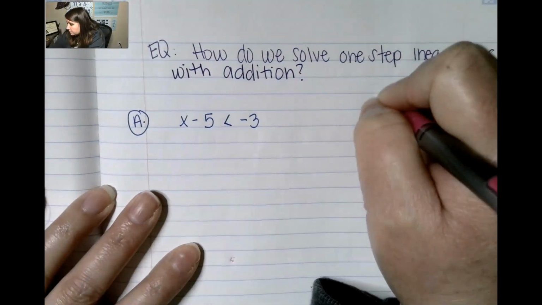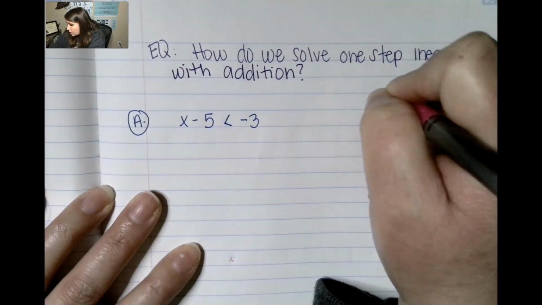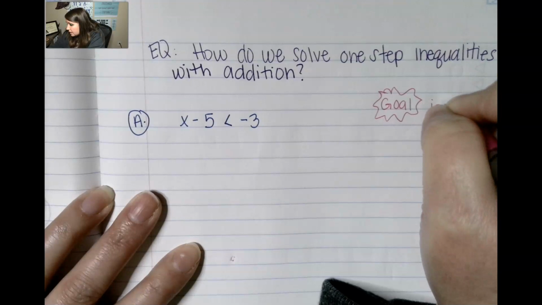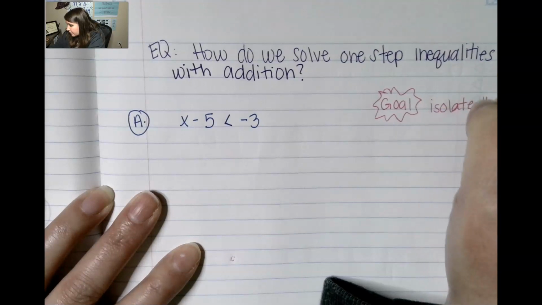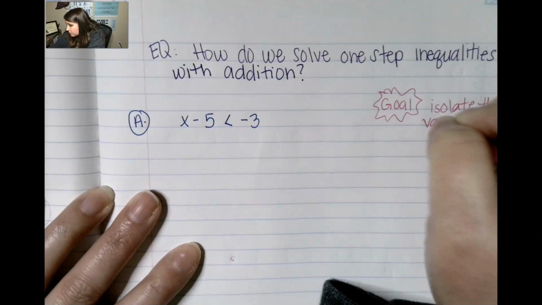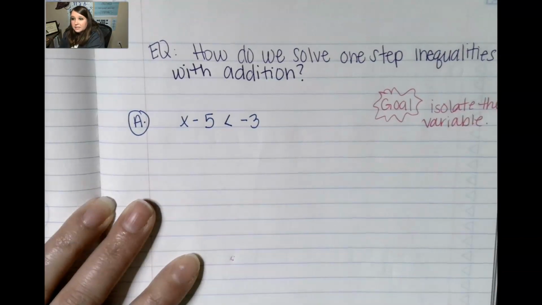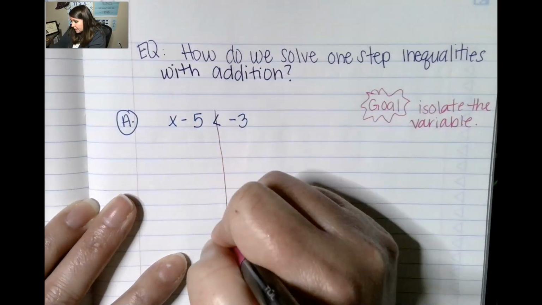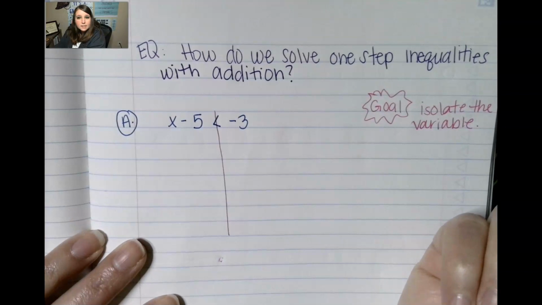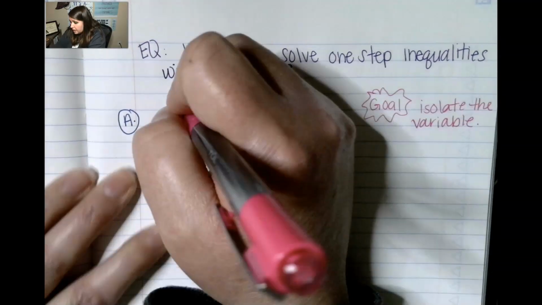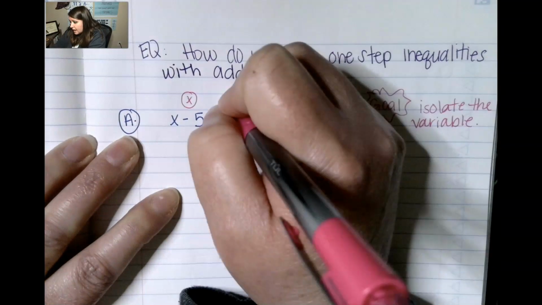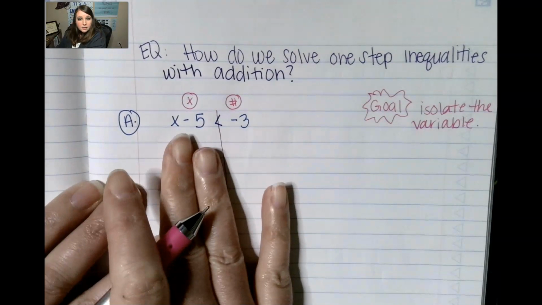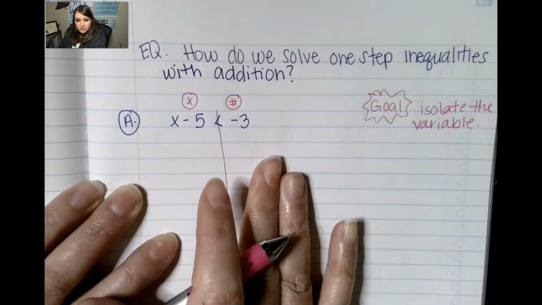And our goal here is to isolate the variable. We want to solve for x. That is our goal. So we're going to start first by drawing a balance line. And what we do to one side, we're going to do to the other. So we want letters on one side and numbers on the other. So we want to move all the numbers from here over to here.